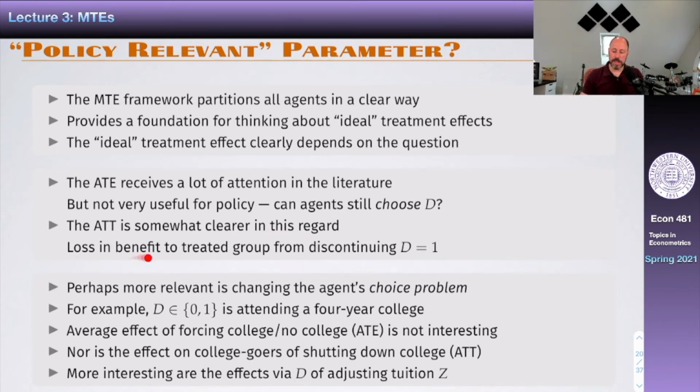In that setting, the average treatment effect on the treated has a clearer interpretation or relevance, perhaps, because it's the loss in benefit to the treated group from discontinuing D equals 1. So again, with college, it's how much you would lose from not allowing people to keep going to college out of those that are already going. Okay.